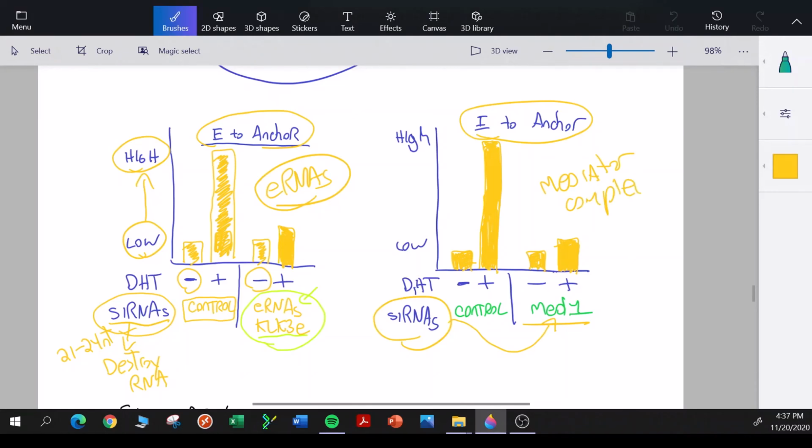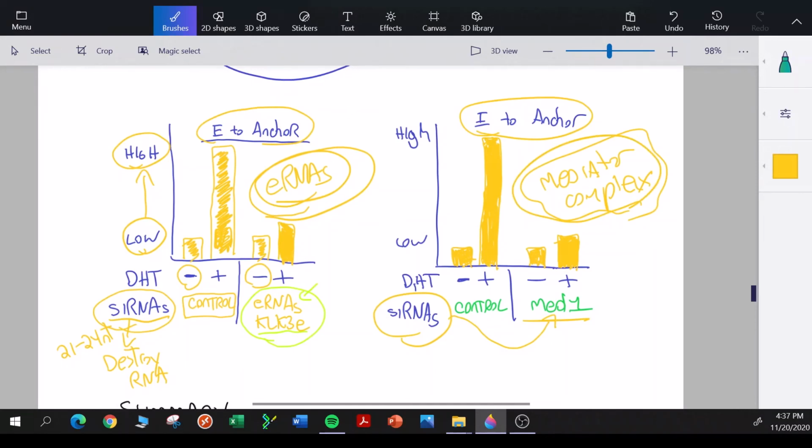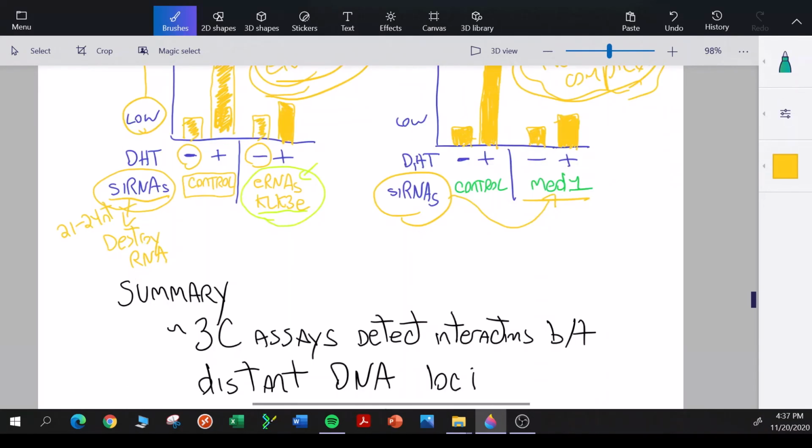So we've got 2 things that are key. I'm sure there's many, many more things that are important for this process. But when it comes to bringing distant loci together, an enhancer and a target gene promoter, in this particular case, the enhancer RNAs are important and required for the process, and the mediator complex is required for the process.